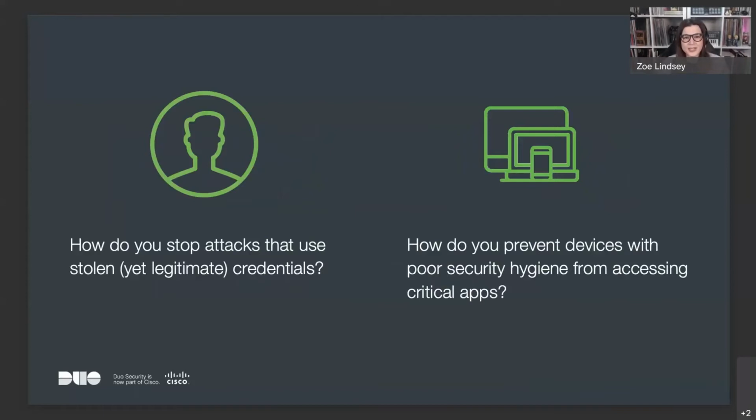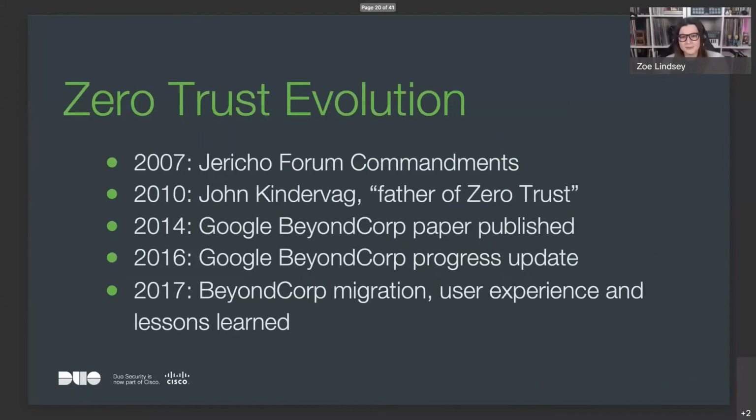So we can ask ourselves, if we're looking to reduce the most risk with the least effort, how do you stop attacks that use stolen but legitimate credentials? And how do you prevent devices with poor security hygiene from accessing critical applications? So this is really the problem that Zero Trust was conceptualized to address. Conversation started in 2007 with the Jericho Forum, where we had a variety of international organizations put their heads together and say, okay, we're seeing a change in how we're networking and how we're accessing resources. How do we get in front of it? And so the idea was, how do we talk about a deperimeterized future?